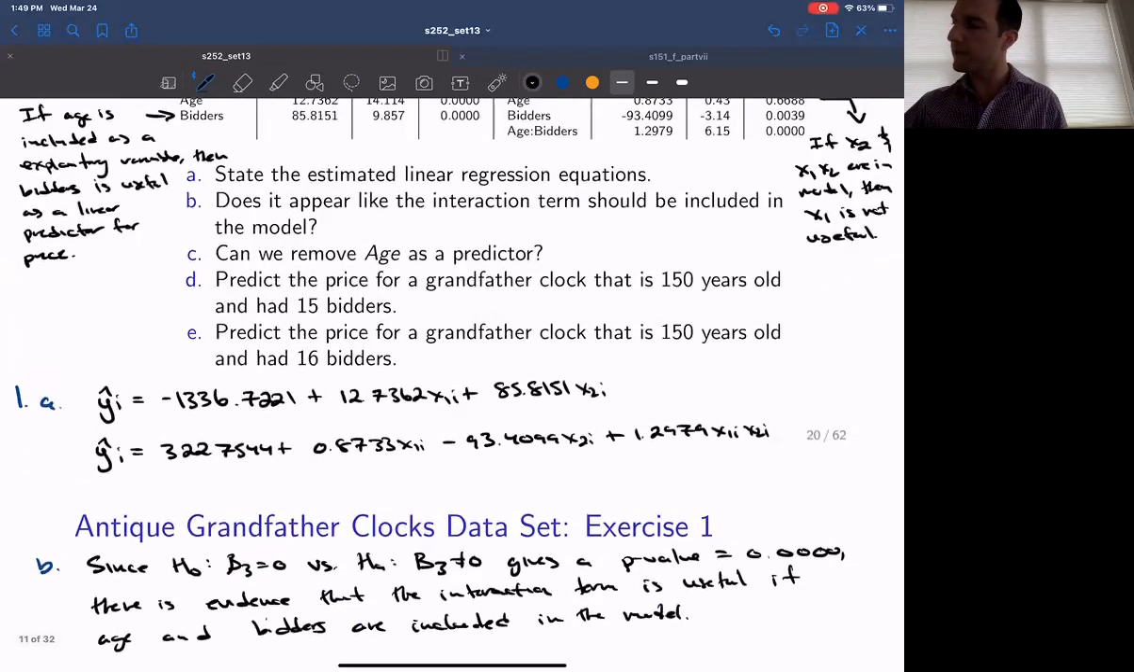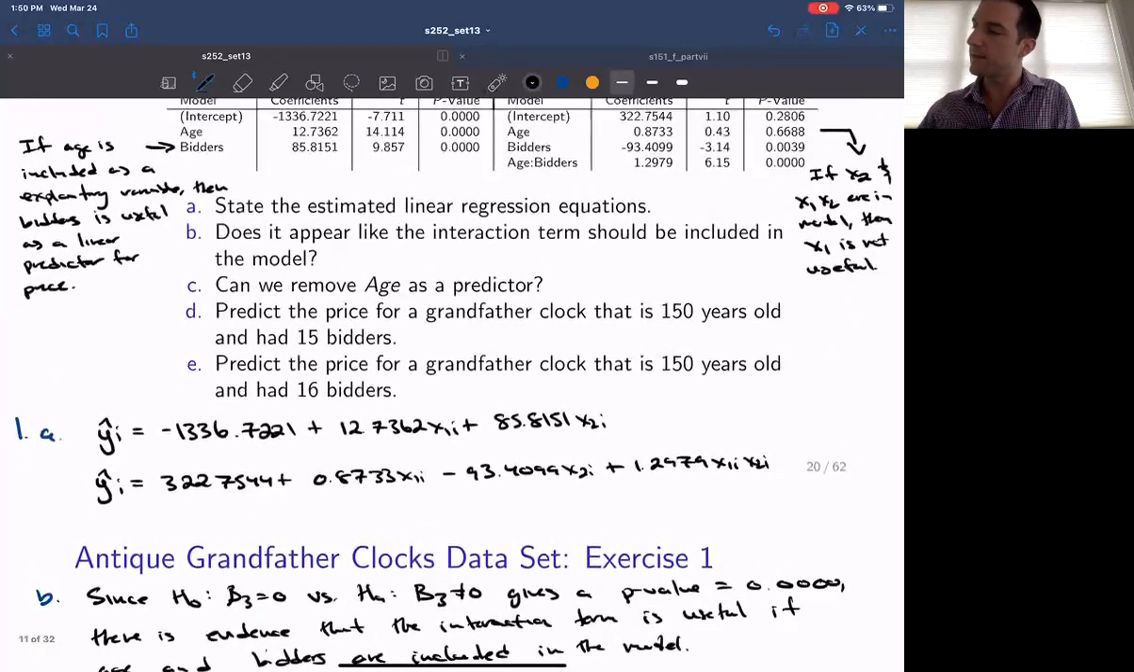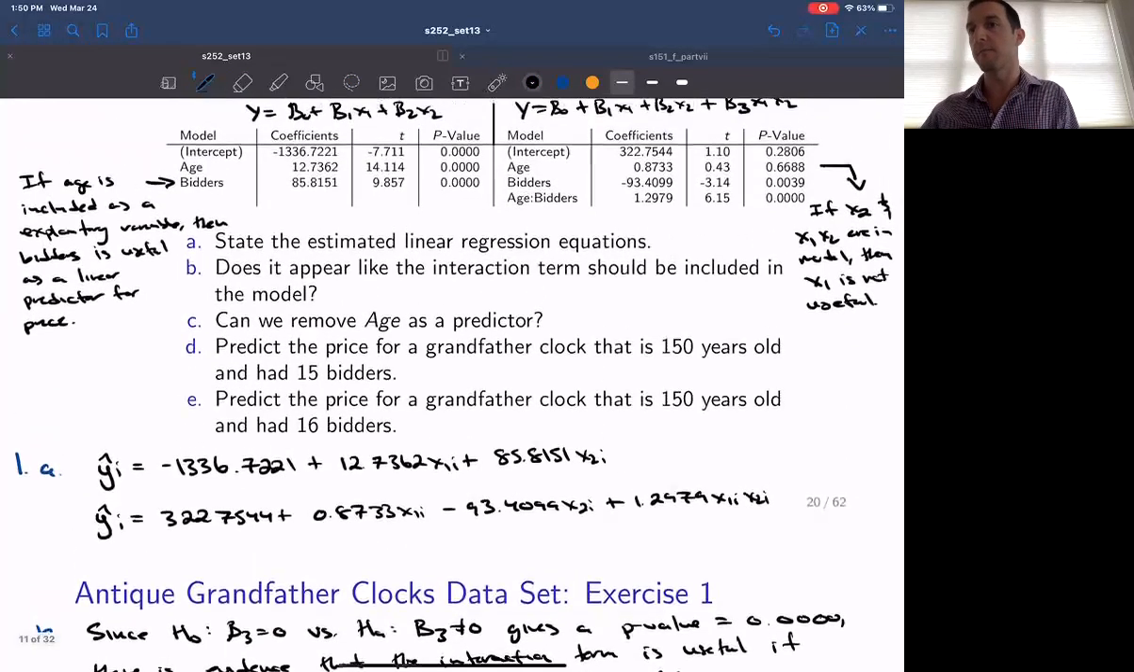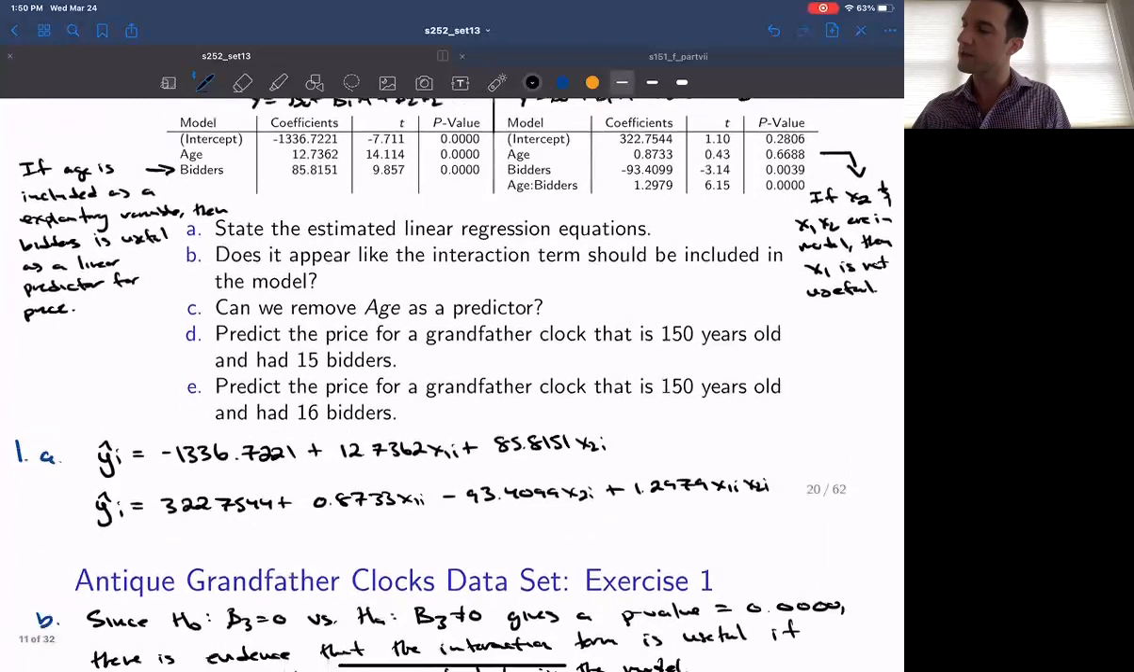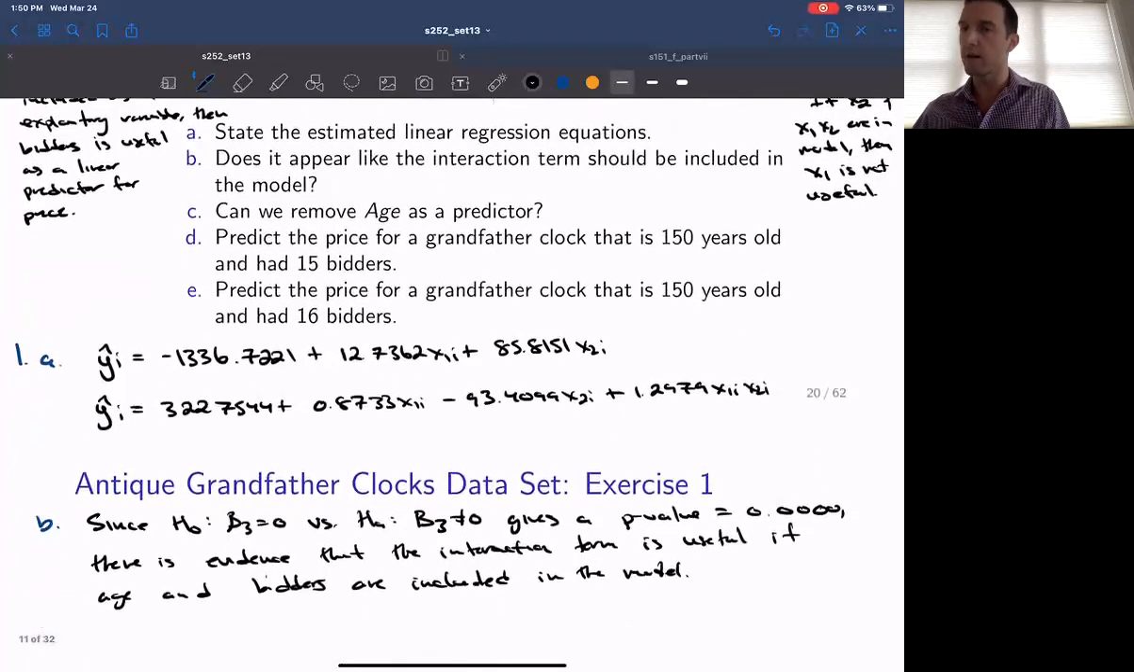So our p-value here for the interaction term is giving us evidence to reject the null. So that means that we have evidence that beta 3 is different from 0. But this is only the case if age and bidders are included in the model. So again, each of these t-tests are conditional t-tests that assume the other variables are still going to be a part of the fitted model. So we have evidence that the interaction term should be included as long as age and bidders are both included as main effects.